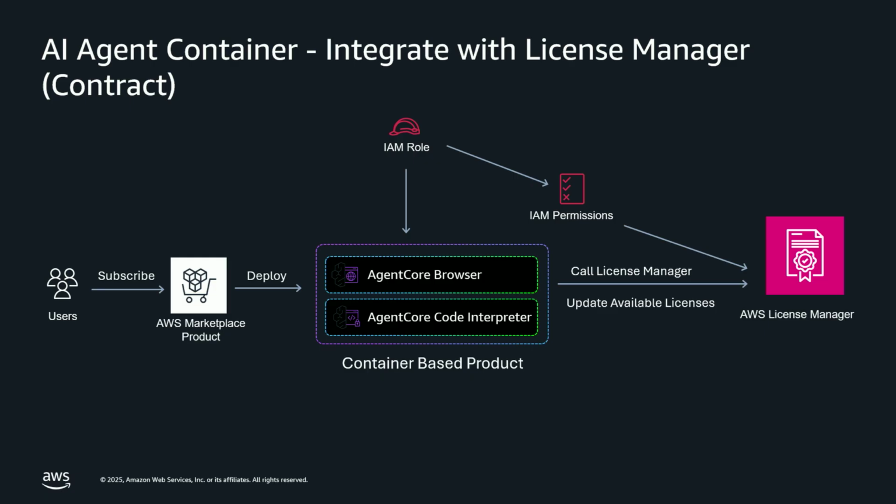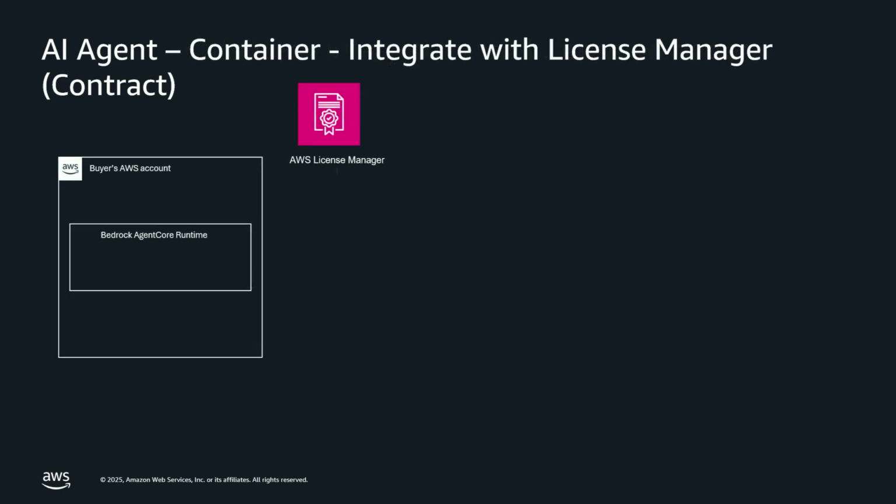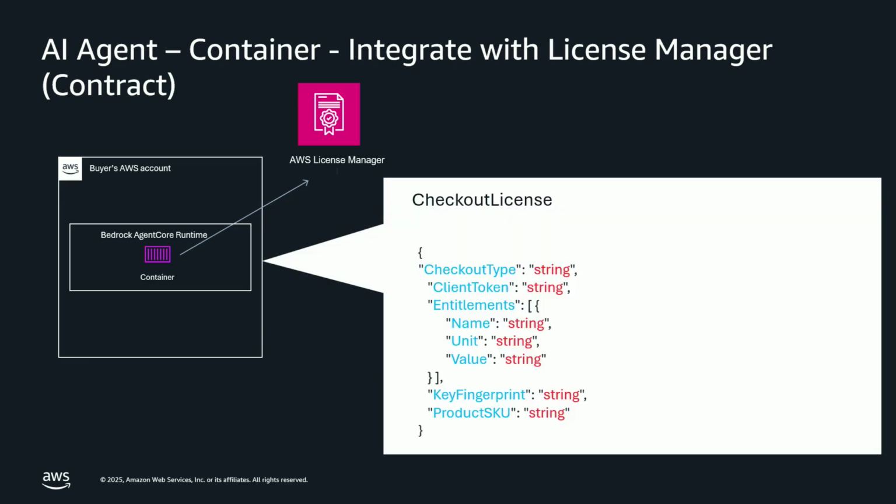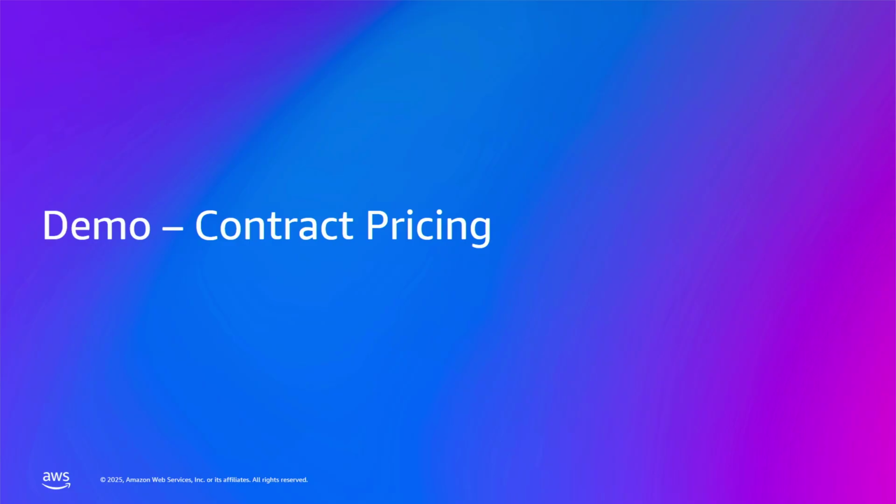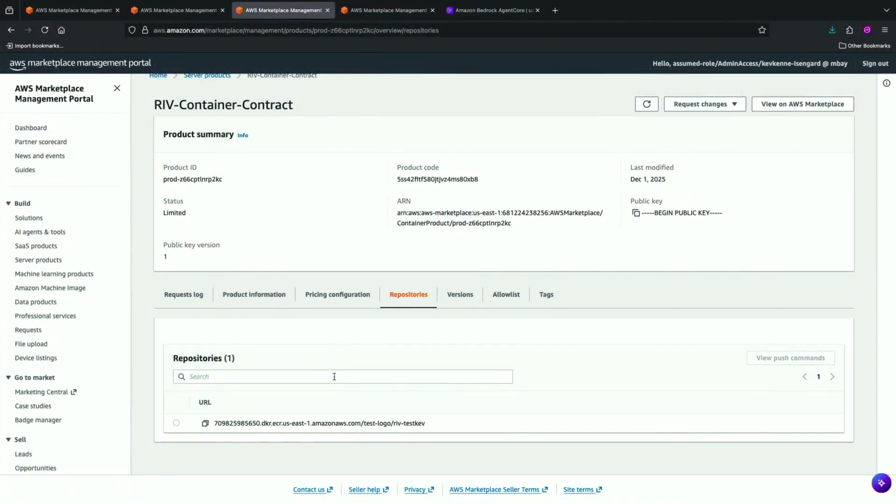All right, and here's some of the code that you'll see in terms of the parameters that get called. So this is an example of the syntax that needs to be provided to check out a license. And the other one would be contract pricing. So we're going to go through and demo that afterwards. So let me firstly go back. I'm going to show you how it looks for contract price first.